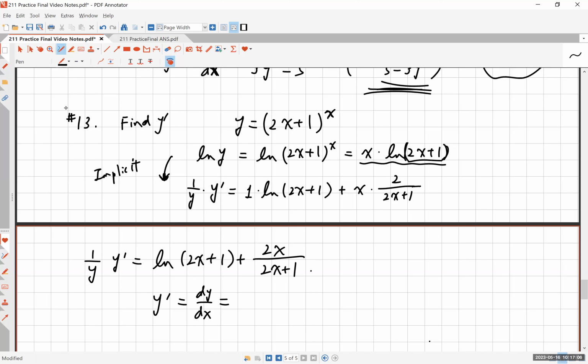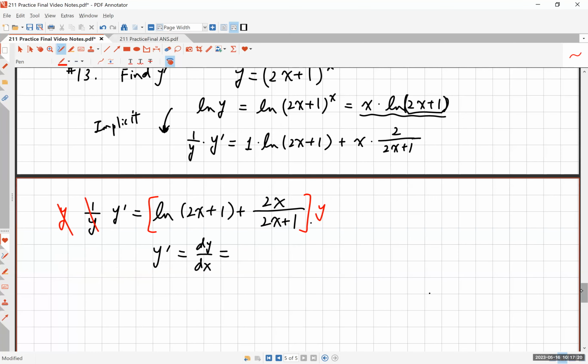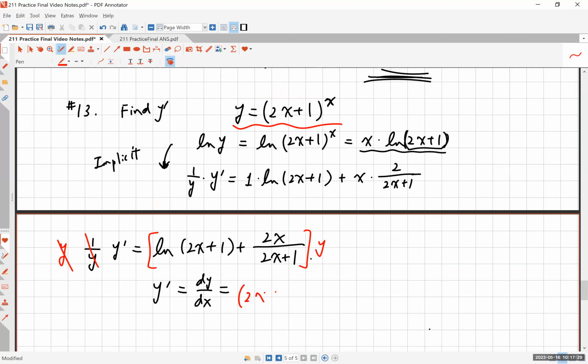So here's what I'm going to do. I'm going to multiply both sides by y. This whole thing has to be multiplied by y on the right-hand side. Of course, these will cancel. What you will be left with is simply that times y. Okay, so what was y though? Y was this thing. Okay, so the answer, I'm going to write the y in front. It's going to be 2x plus 1 to the x power, that is y.